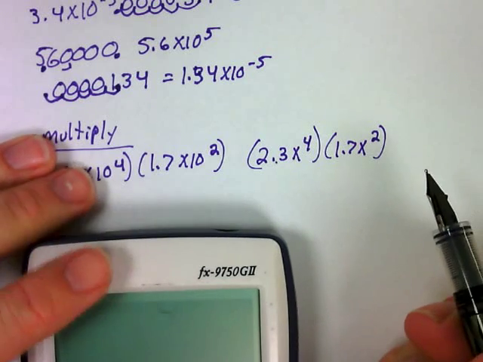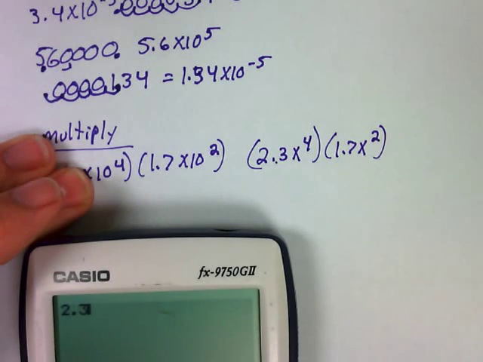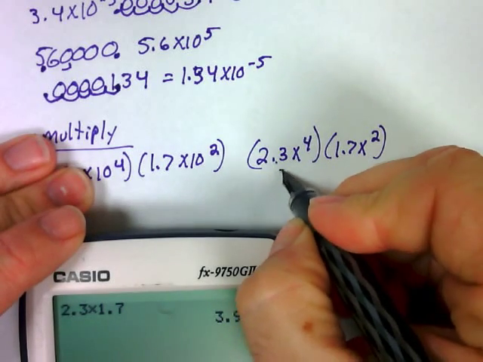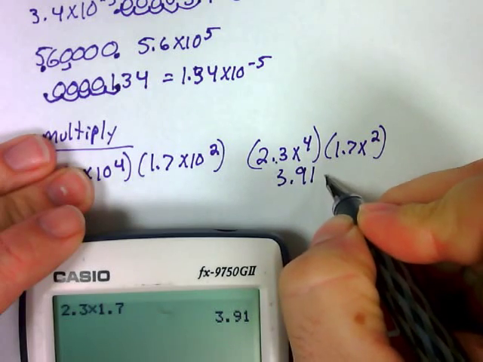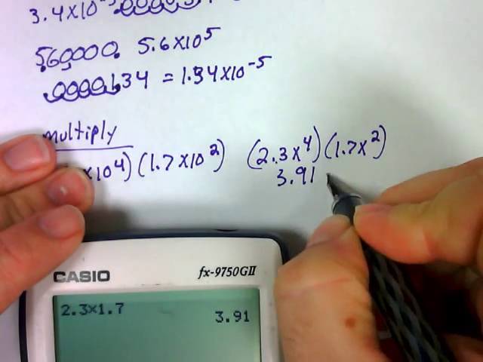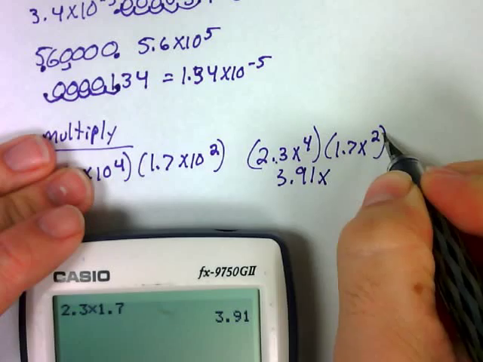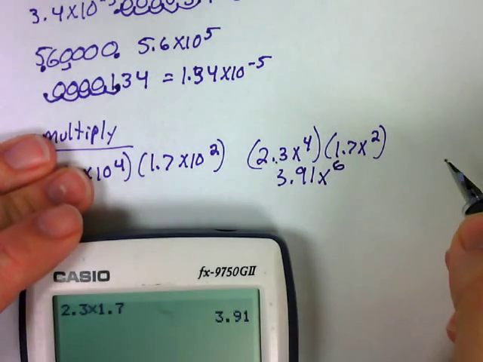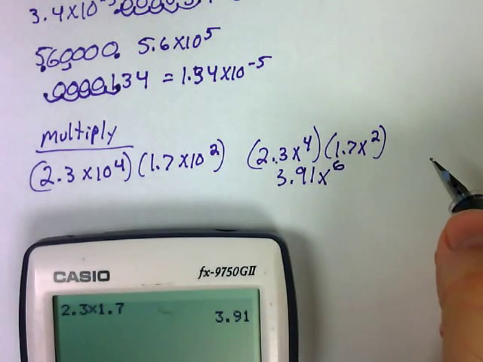So it would look something like this. 2.3 times 1.7 gives you 3.91. So this would be 3.91. Now the bases would always stay the same, which is still x, and to multiply exponents we add them. That would give us 3.91 x to the 6.